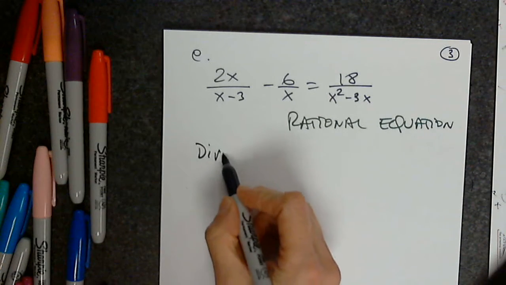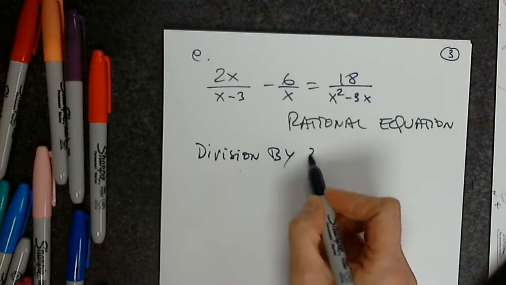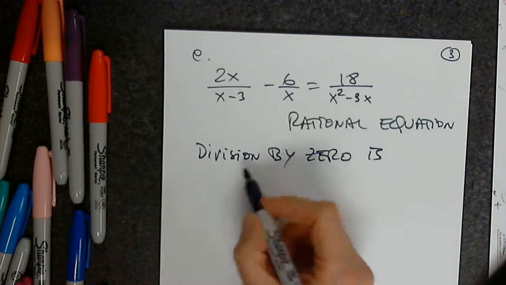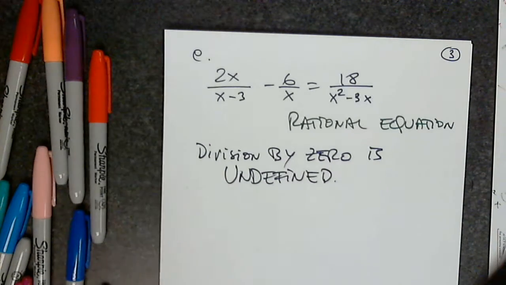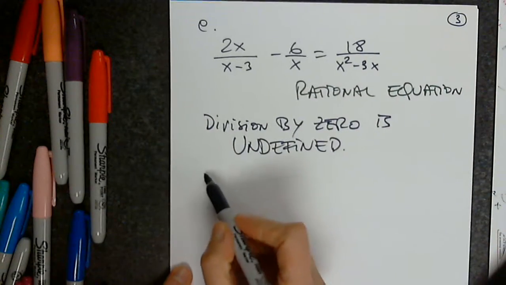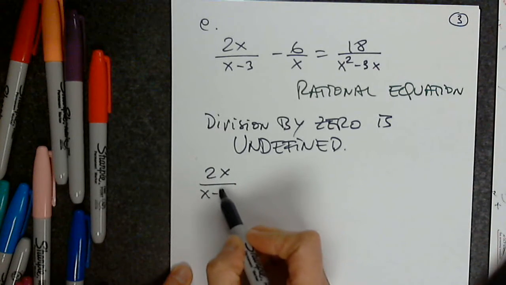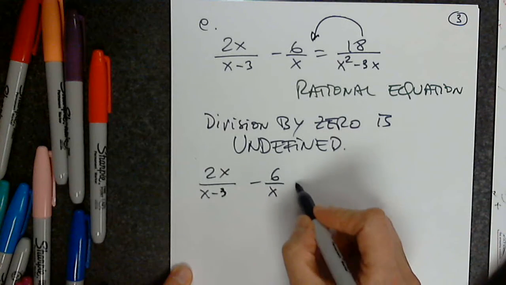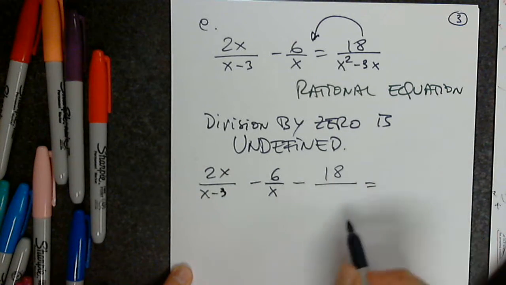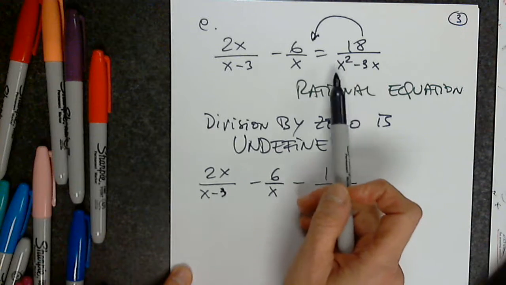Division by 0 is called? Exactly. This is a fancy word that replaces it does not exist. There is no number that replaces division by 0. Awesome. Good. So knowing that, I'm going to copy the problem. I'm going to move this term to the other side or subtract. I'm going to factor completely the denominator.